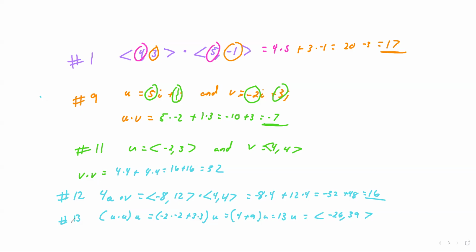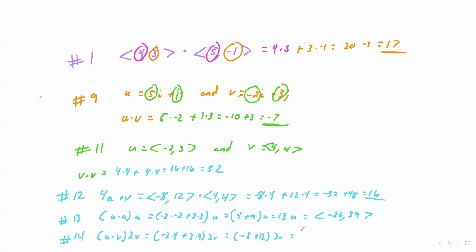All right, let's look at one more with these examples. So let's look at number 14. This will be u dot v and then 2v. So what I'm going to do is the dot product of u and v. So that would be, we already did u and v. I don't think so. So, okay, so this would be -2 times 4 plus 3 times 4 times 2v.